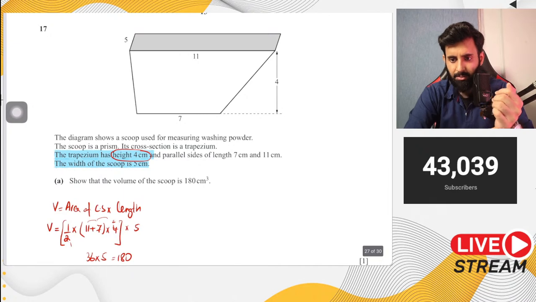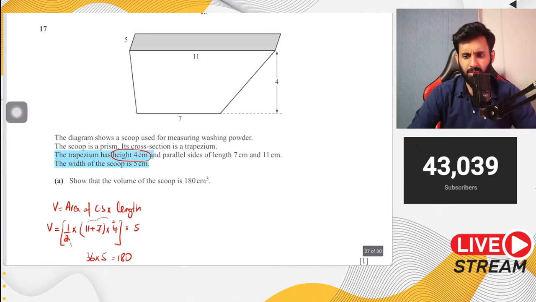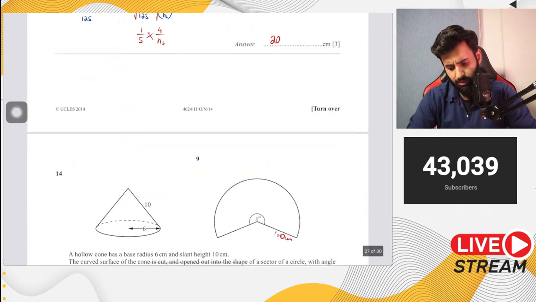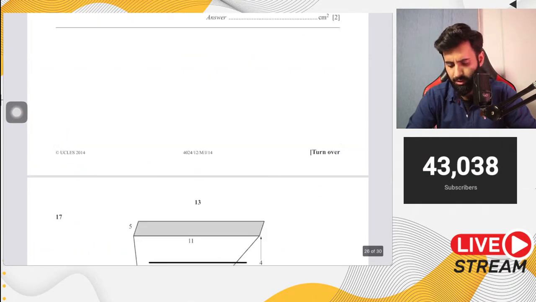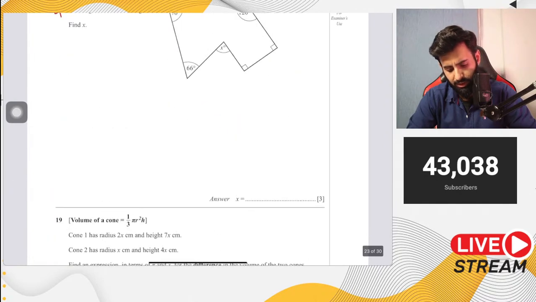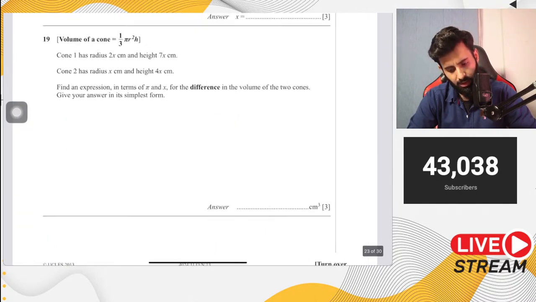Sir, can we leave the answer in mixed fraction? Yeah, yeah. You're not going to lose any marks if you leave your answer in mixed fraction. Kisne bola you're going to lose marks. Okay? You don't lose marks for leaving answers in mixed fraction, unless, of course, the question has a specific condition.